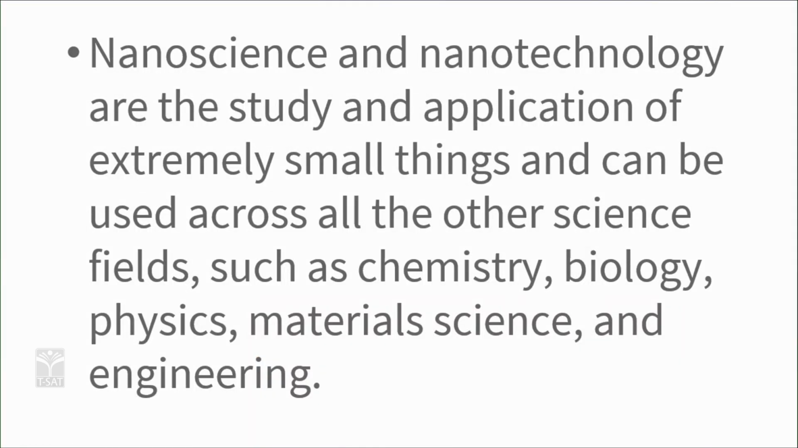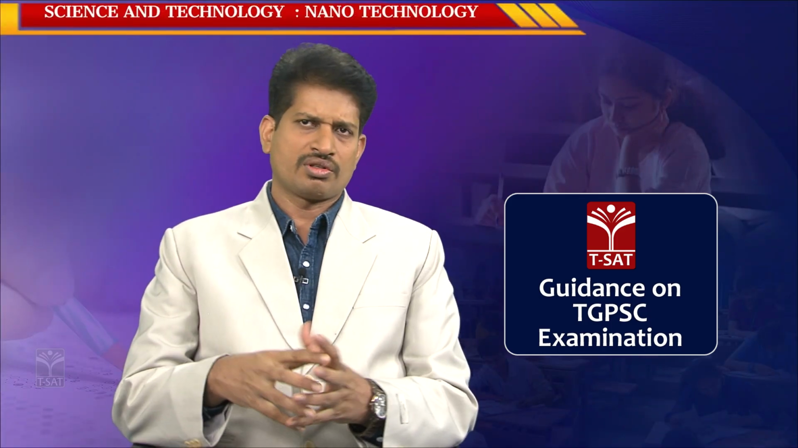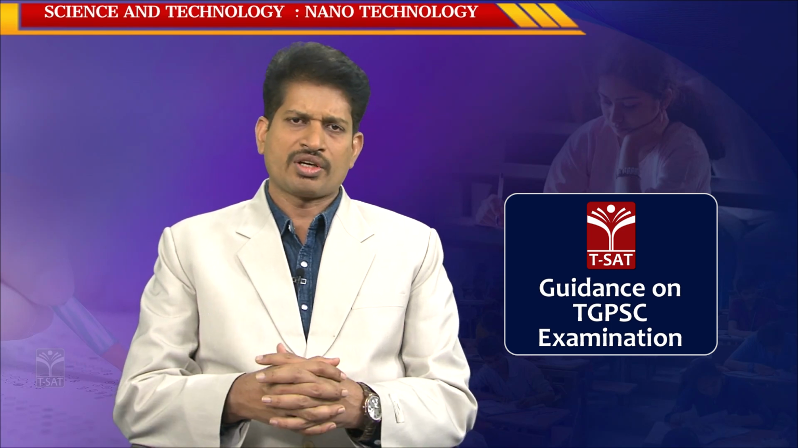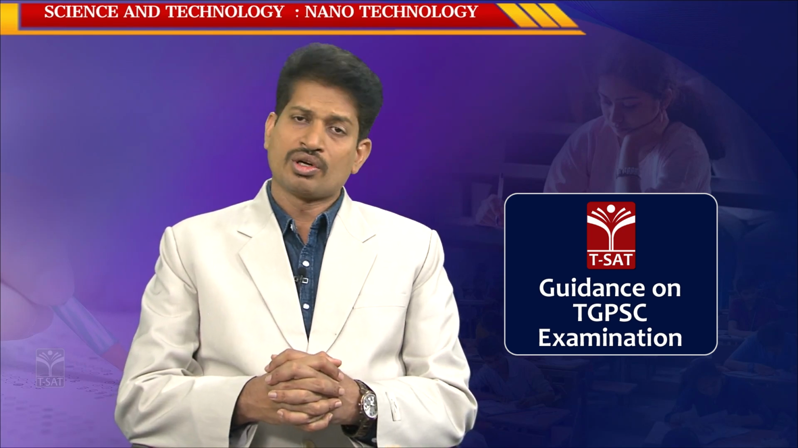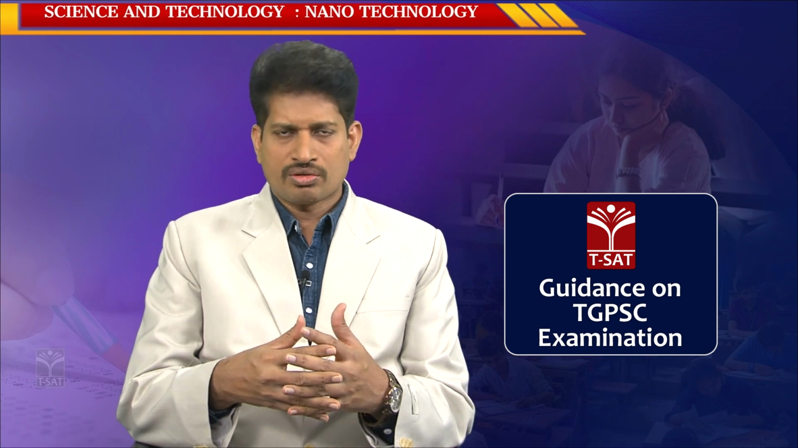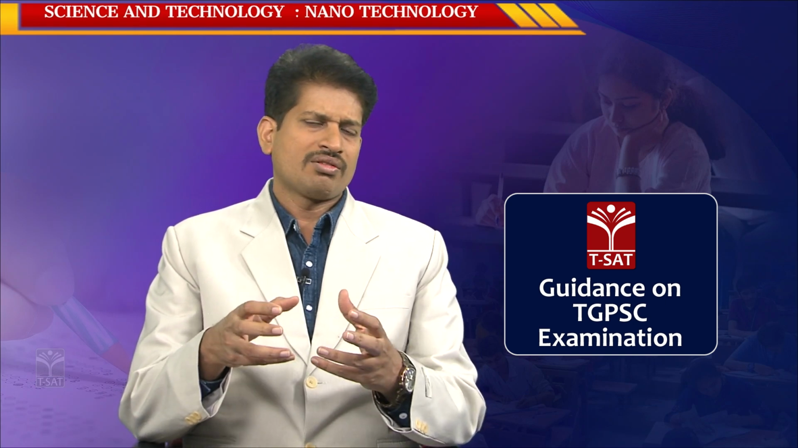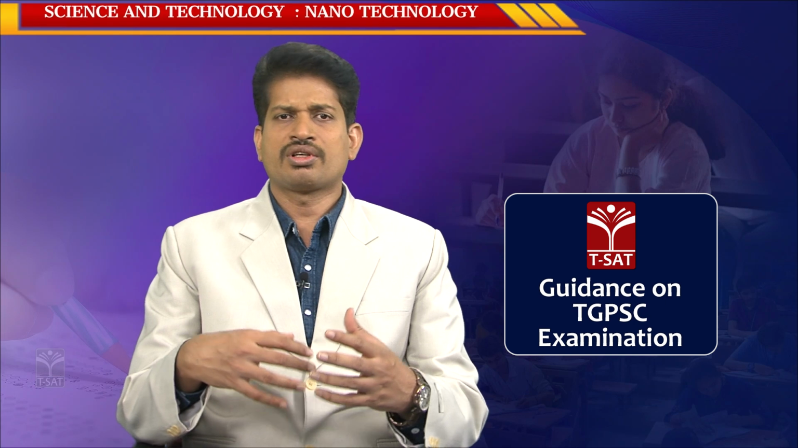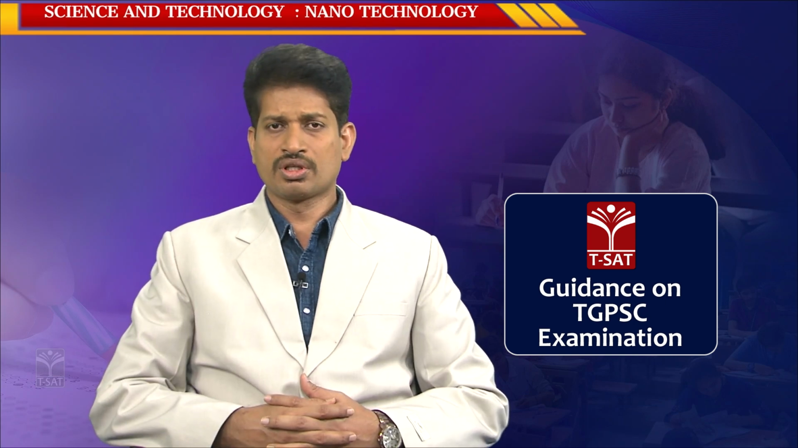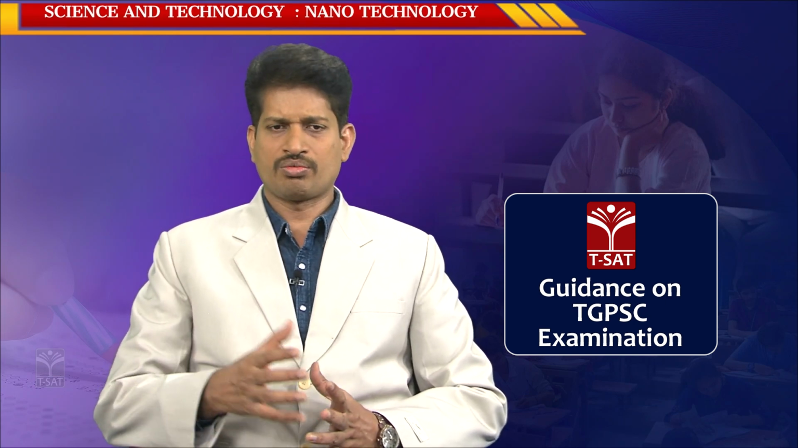Nanoscience and nanotechnology are the study and applications of extremely small things and can be used across other science fields such as chemistry, biology, physics, material science and engineering. In chemistry, controlling different kinds of chemicals can be used in different areas like fuels, chemicals, pharmaceuticals, etc. Biology, in terms of living beings, allows us to view the microscopic level of the cells and the way the cells function, which can help in controlling the physiology for better treatment.